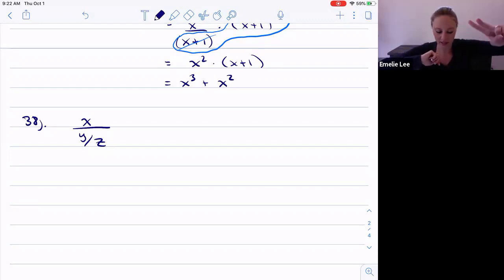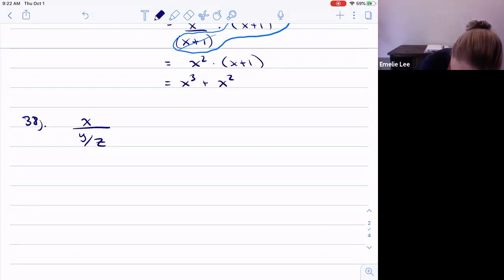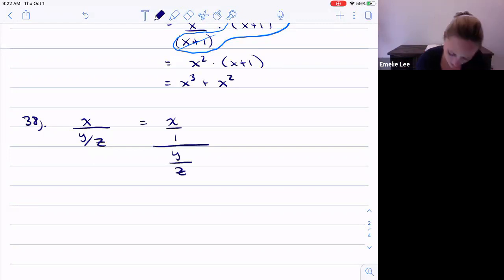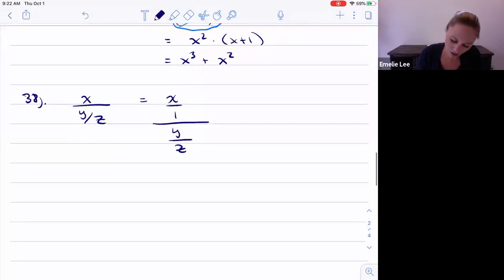X you can rewrite as x over 1, and then you've got y over z, so you can still flip and multiply. We've seen that before, where it's just easier to rewrite x as x over 1. So we can say we've got x over 1 divided by y divided by z. Now it's clear that I've got a fraction over a fraction.